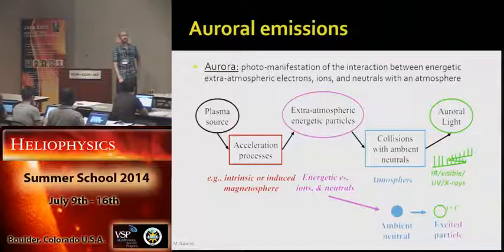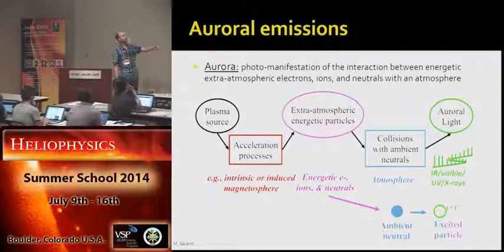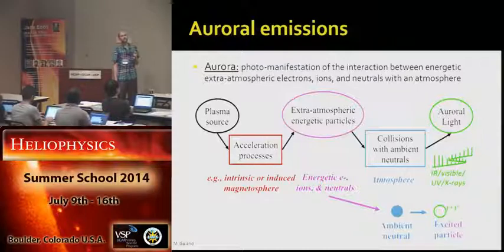The general definition of aurora is some photomanifestation of the interactions between energetic extra-atmospheric electrons, ions, and neutrals with the atmosphere. The extra-atmospheric is the important distinction here, because remember, if you have a photon that excites some emission, that's referred to as day glow or air glow or night glow. Air glow encompasses both day glow and night glow.